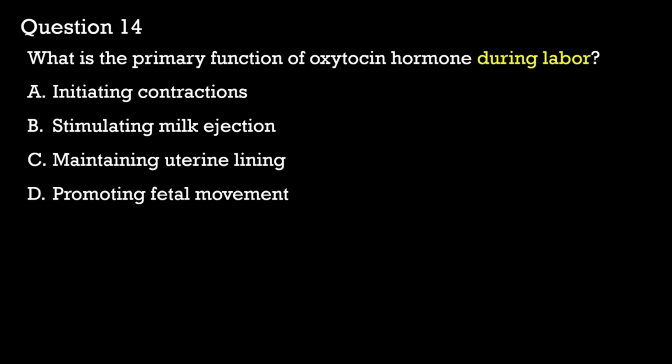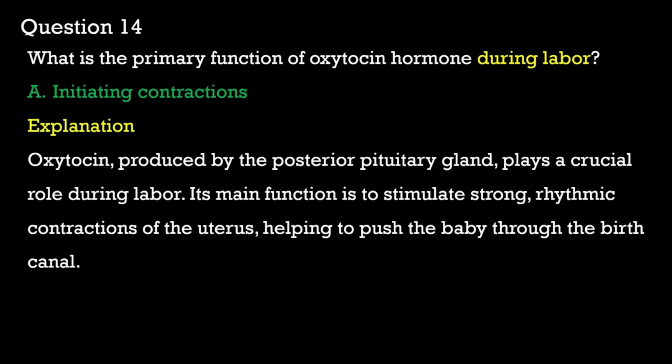In option C, maintaining the uterine lining is the role of progesterone. And in option D, fetal movement is not controlled by the maternal oxytocin. So, with respect to this particular question, the correct answer is option A. During labor, oxytocin helps to initiate contractions in order to help push the baby through the birth canal.